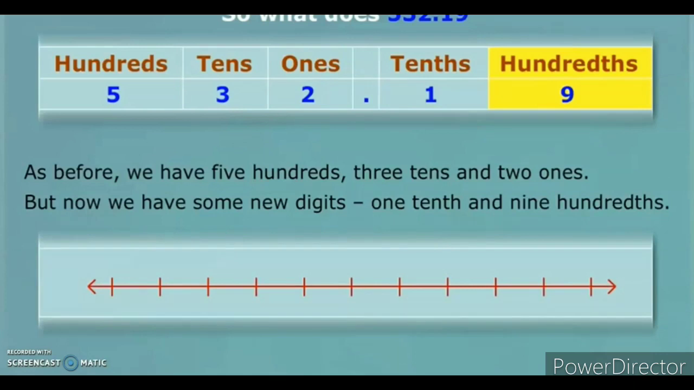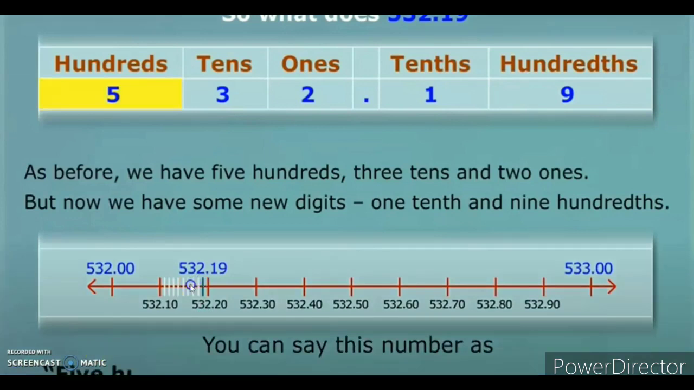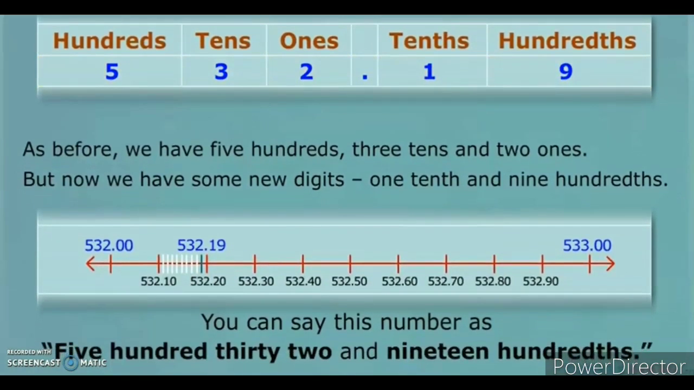We can represent it on a number line. 532.19 comes in between 532.10 and 532.20. You can see here. So you can read the number as 532 and 19 hundredths.